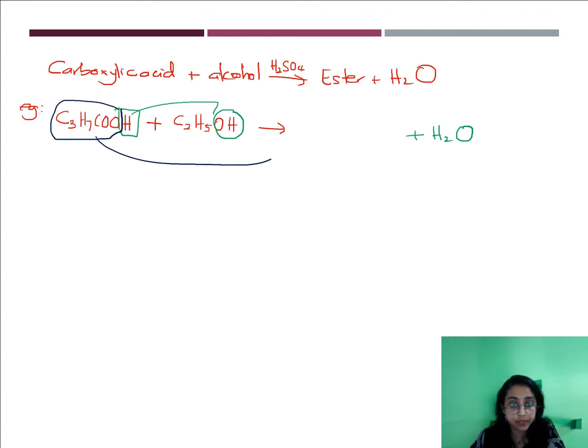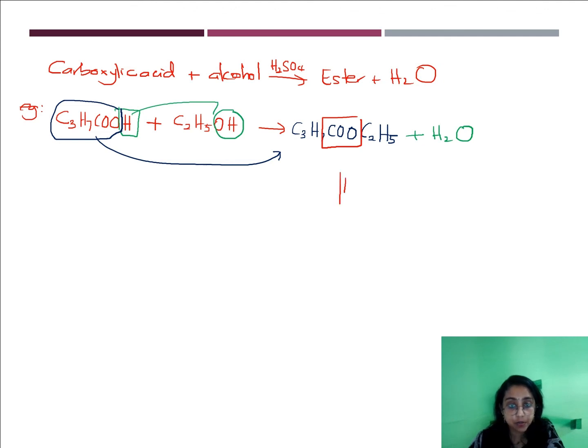So you just shift this here, C3H7COO, okay, and then you combine it with the alcohol part, C2H5. That's how we derive the molecular formula of the ester. So remember, C double bond O, that's the functional group of an ester.